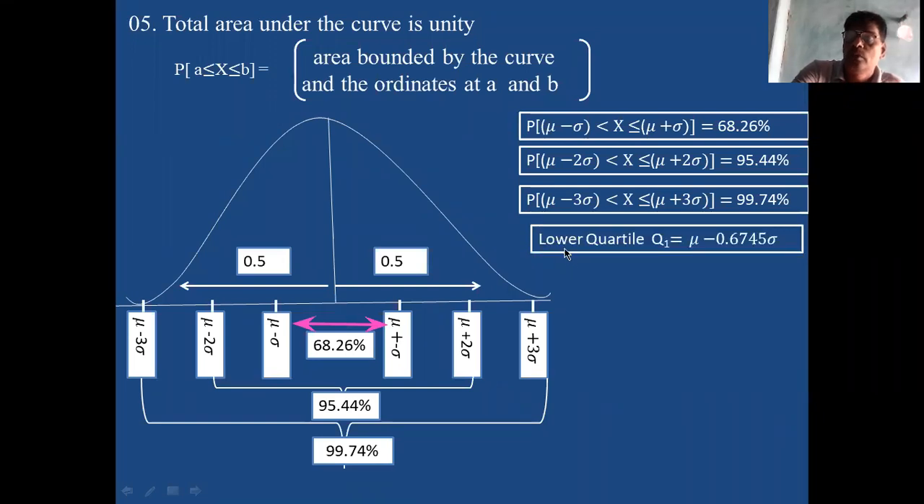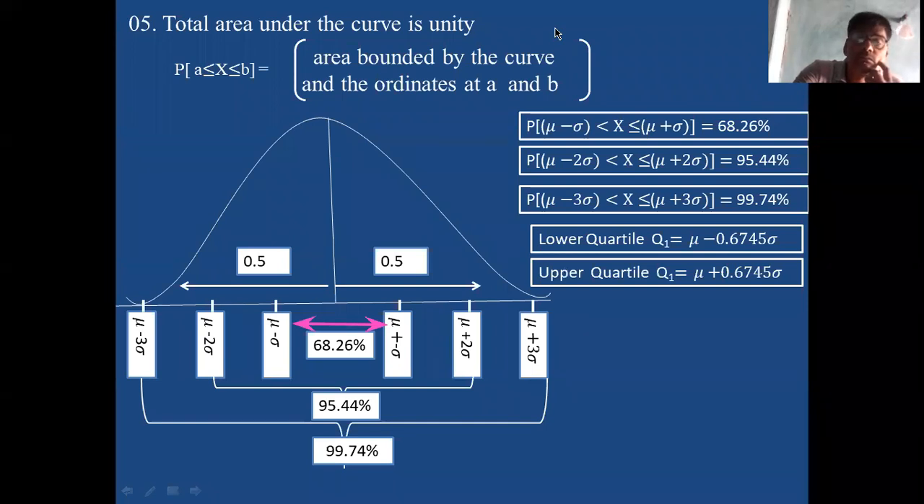And here you remember quartiles. If you want to calculate the quartile, the lower quartile is equal to mean minus 0.6745 standard deviation. You take this equation and calculate the value of the first quartile. Then the upper quartile, that is Q3, is equal to mean plus 0.6745 into standard deviation. If you multiply this, you will get the upper quartile and lower quartile.